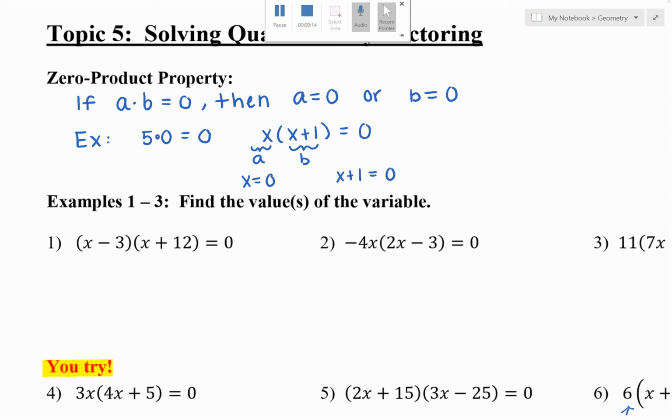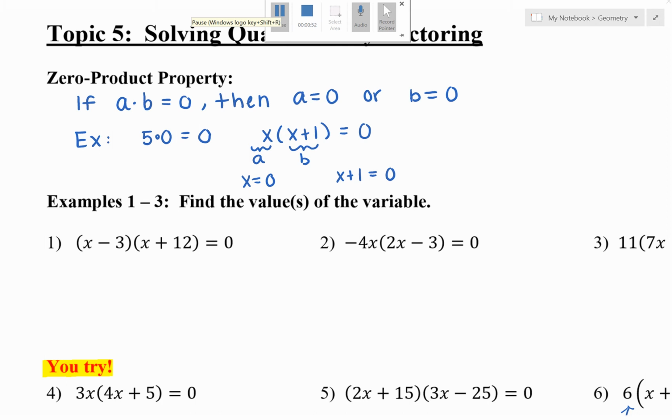It says that if A times B equals 0, then A must equal 0 or B must equal 0, which should make sense because anything times 0 equals 0. This is true for numbers, but it's also true for expressions. So say we have the expression x times x plus 1 equals 0. Then again, that must mean that if x is our A, x can equal 0, because if x is 0, it's just going to make the whole thing equal 0. It also means that x plus 1 will have to equal 0. And when you solve that equation, it gets you your other solution.